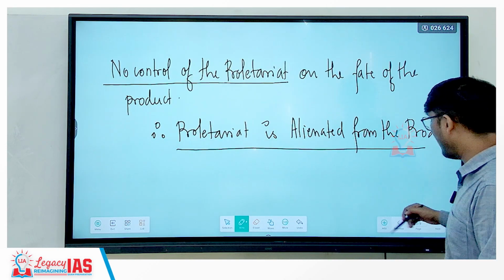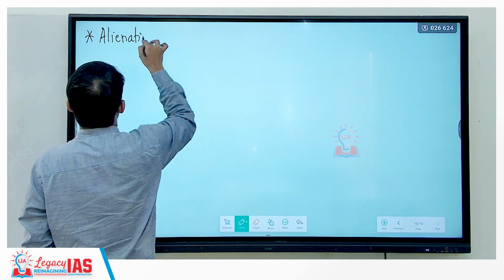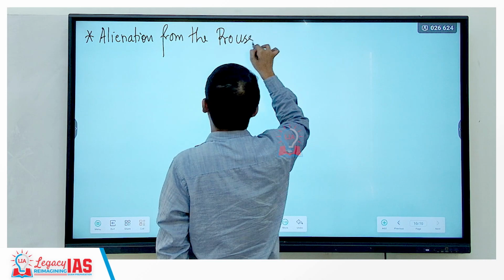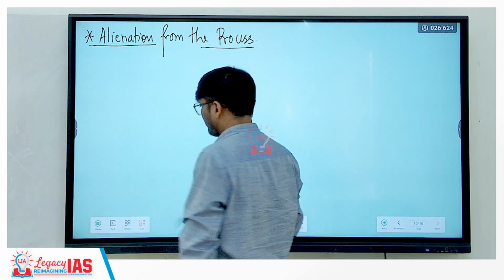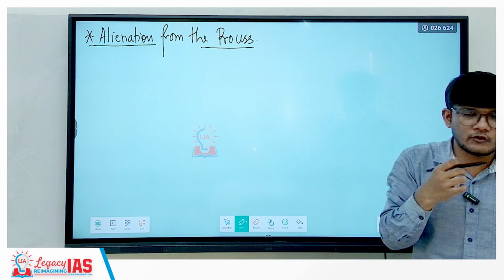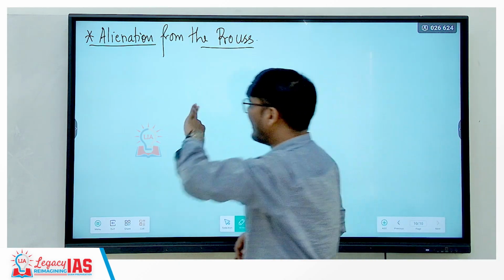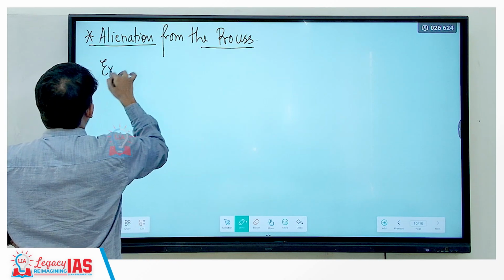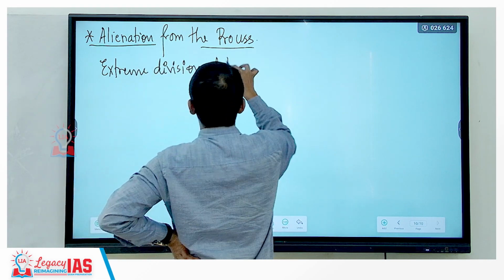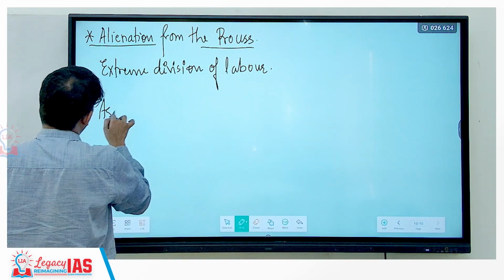Now comes alienation from the process. Now, what do we mean by alienation from the process? What to produce, how much to produce, how to produce, what will happen to the product, nothing is decided by the proletariat. At the same time, the process is having extreme division of labor. Meaning what? Take for example the assembly line production.